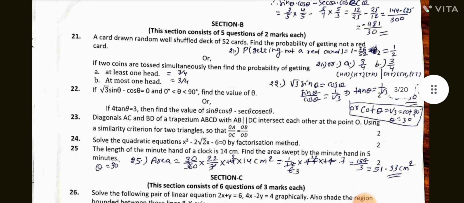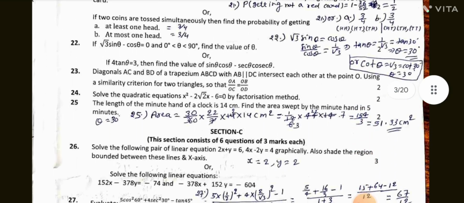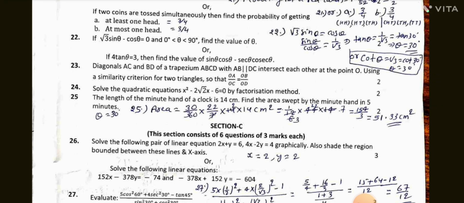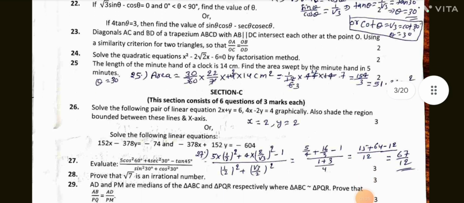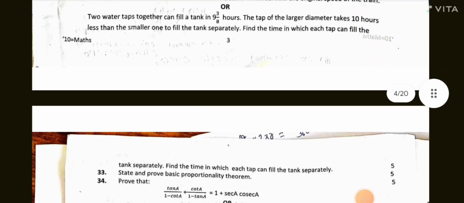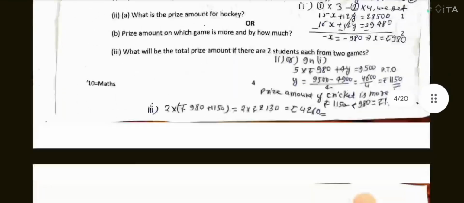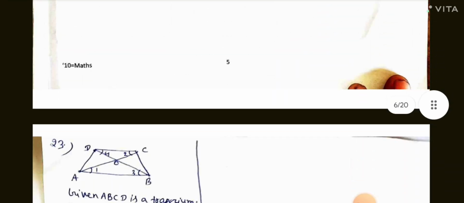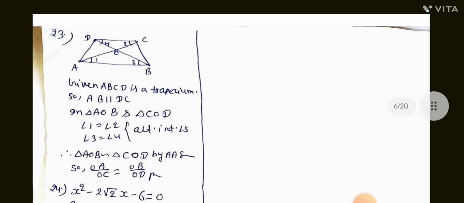Now question number 23. Diagonals AC and BD of trapezium ABCD with AB parallel DC intersect each other at point O. Using a similarity of two triangles, show that OA by OC equal to OB by OD. Here first we need to draw one figure. After that, here you can see that in question number 23, ABCD is a trapezium given. If trapezium, then we can say that AB parallel DC.